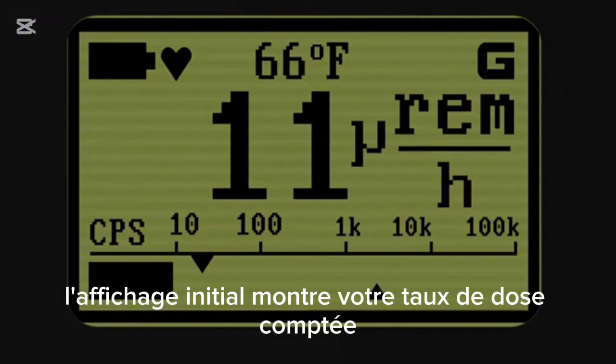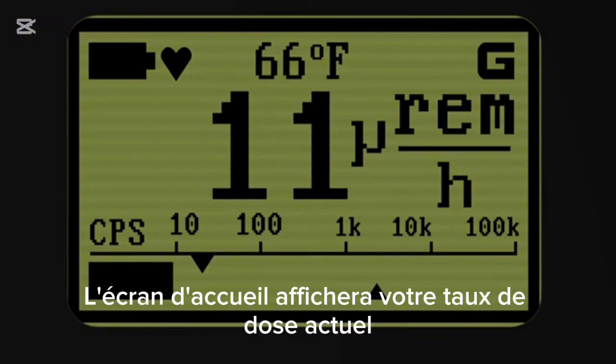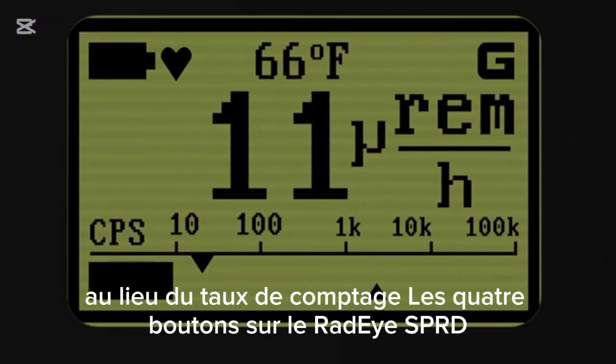The initial display is showing your count rate. Many users prefer to operate the unit in dose mode. Your home screen will display your current dose rate instead of the count rate.